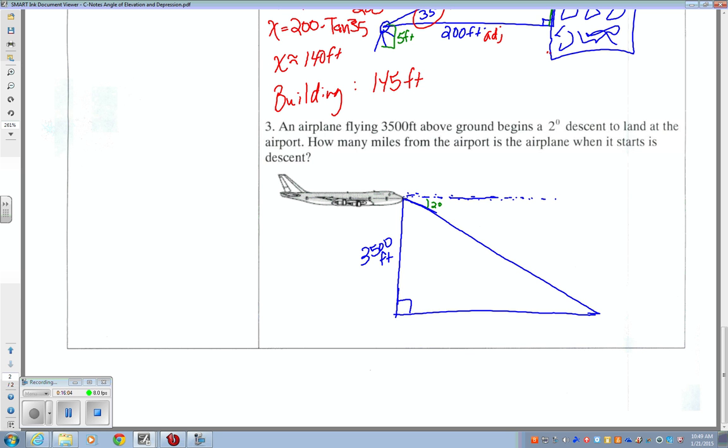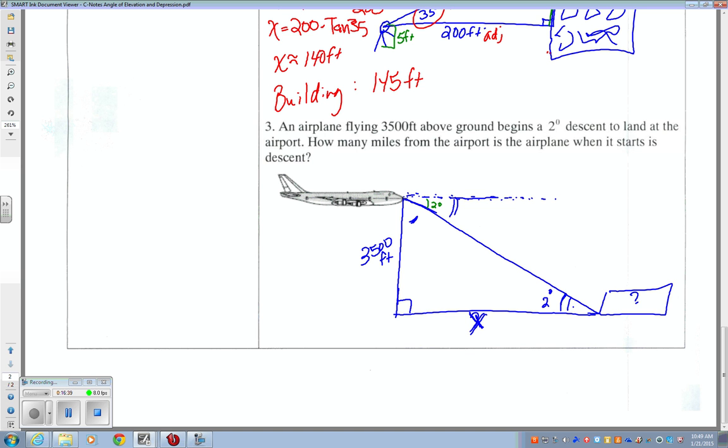So if it's 2 degrees as an angle of descent, the 2 could also go where? Here, because these are alternate interior. Are we good on that? Your airport, somewhere over here. We're trying to figure out how far. You mean here? Yes. No.